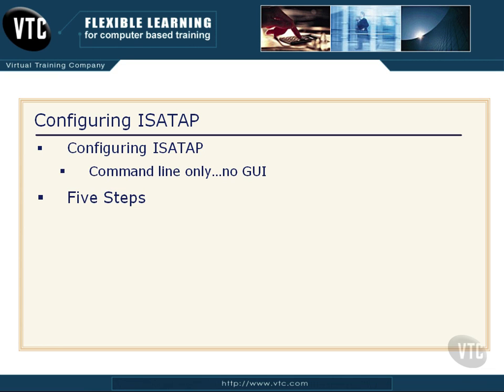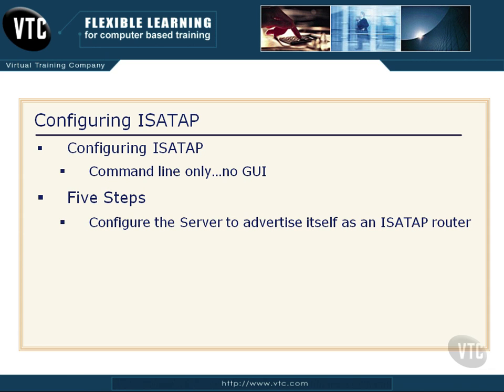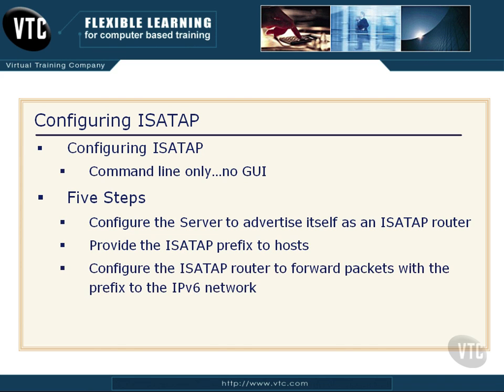Now, there are 5 steps involved with configuring your Windows Server 2012 box to be an ISATAP router. The first thing, we have to configure the server to advertise itself as an ISATAP router. Then we need to provide the ISATAP prefix to hosts. Then we're going to configure the ISATAP router to forward packets with that prefix to the IP version 6 network that they're trying to reach. Then we will actually enable routing on the ISATAP adapter.